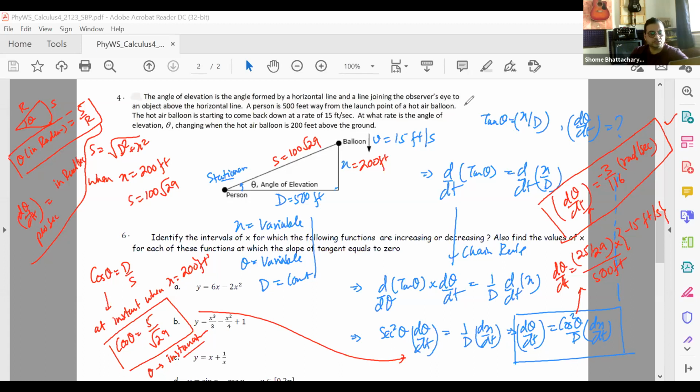Okay, so I hope this question is clear. Two or three people have asked this, so I hope all of you have understood not only the differentiation part, but also how we substituted cos theta by using the geometry of the triangle.